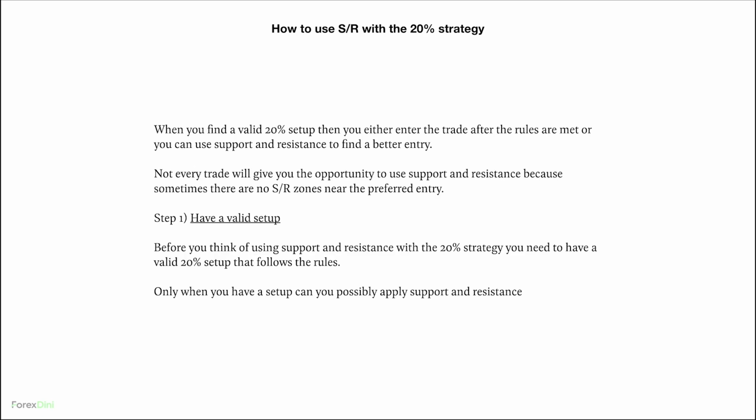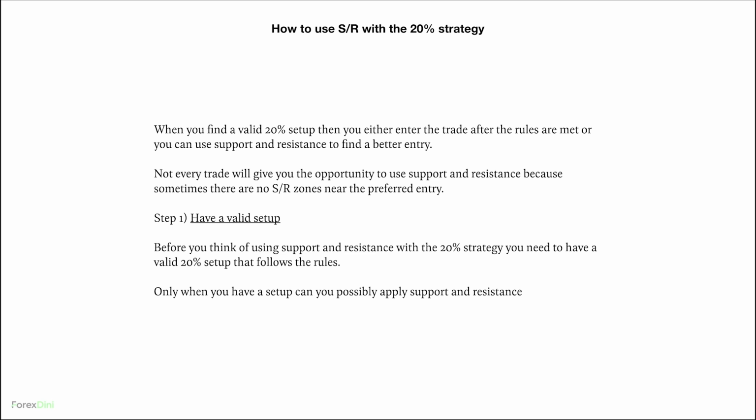How to use support and resistance with the 20% strategy. When you find a valid 20% setup, then you either enter the trade after the rules are met, meaning after the 100 pip minimum rule, or you can use support and resistance to find a better entry. Both are fine. Not every trade will give you the opportunity to use support and resistance, because sometimes there are no support and resistance zones near the preferred entry. So yeah, if you don't happen to find a very good support or resistance level near your setup, then that's okay. Don't worry about it. You can still enter the trade.